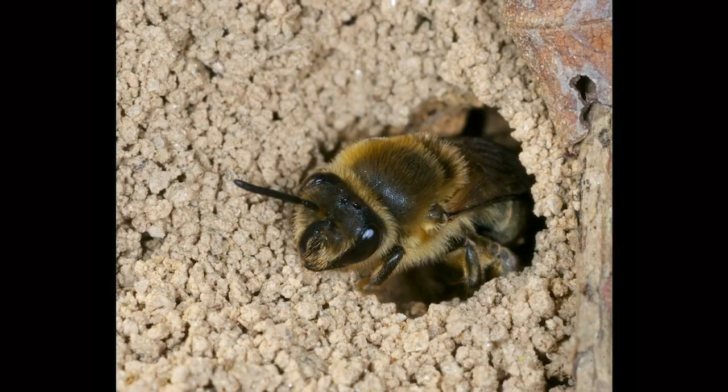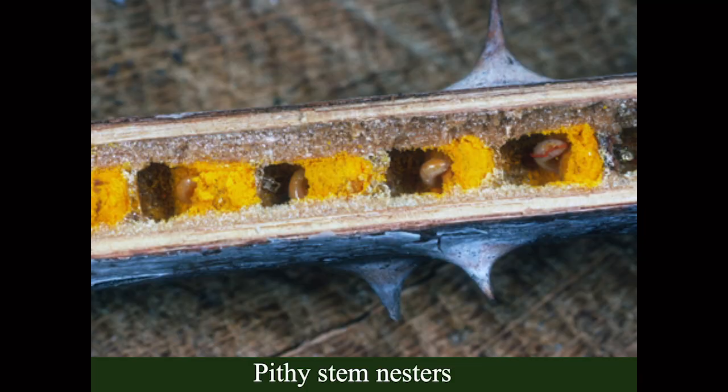That's a little coleted bee there hiding in there. These guys are very, very shy. As soon as your shadow hits them, they dive back in their hole. So it's single females that dig a tunnel, and then they rear a few offspring in that tunnel underground. Pithy stem nesters are nesting in pithy stems.